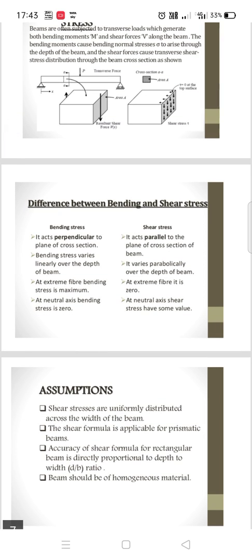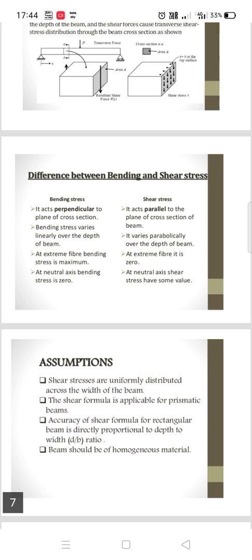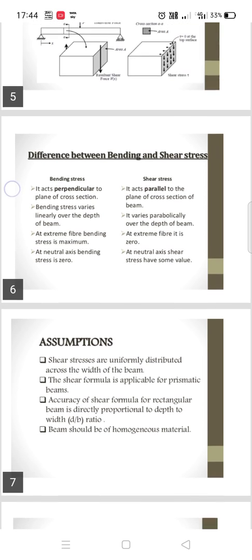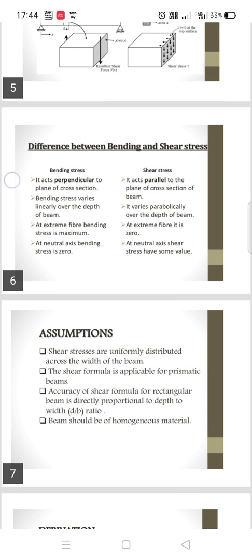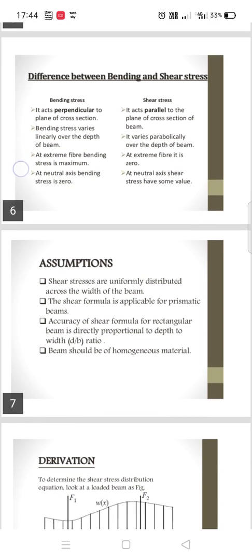Difference between the bending and shear stress. First one: bending stress and shear stress. Bending stress acts perpendicular, while shear stress acts parallel. Bending stress varies linearly over the depth of the beam, while shear stress varies parabolically over the depth of the beam. At the extreme fiber, bending stress is maximum and shear stress is 0. At the neutral axis, bending stress is 0. At the neutral axis, shear stress has some value.